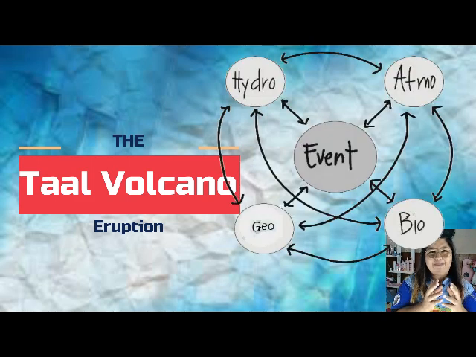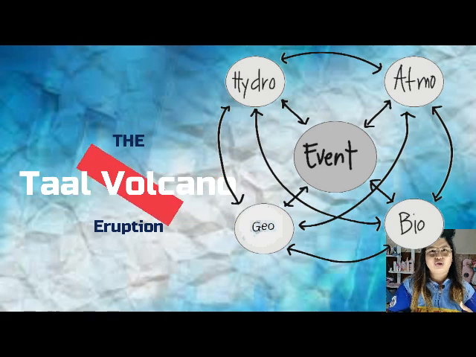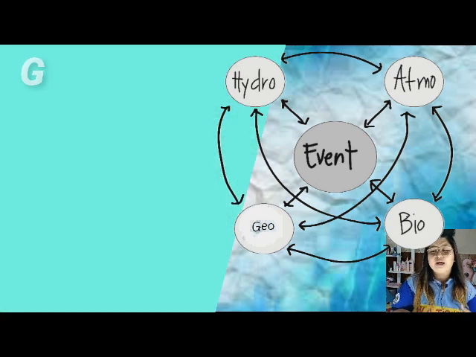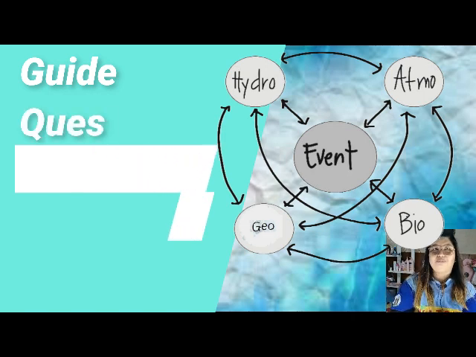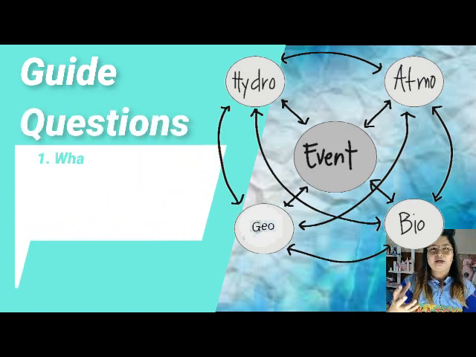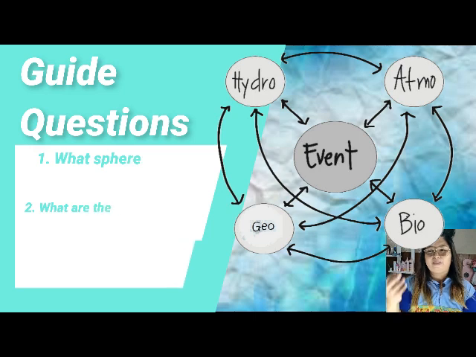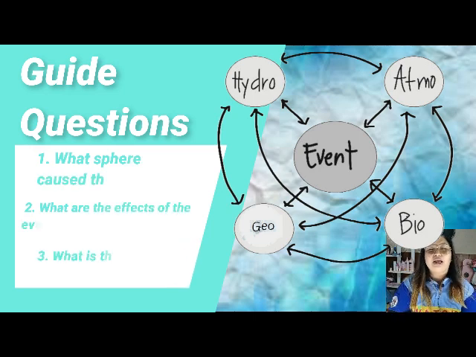What do you think happened in the 4 different spheres? Anong nangyari sa hydro? Anong nangyari sa atmo? Anong nangyari sa geo and sa bio during the Taal volcano? Okay? So, here are your guide questions. What sphere caused the event? Anong naging dahilan nung event na yon? Was it the bio, the hydro, the geo, or the atmosphere?